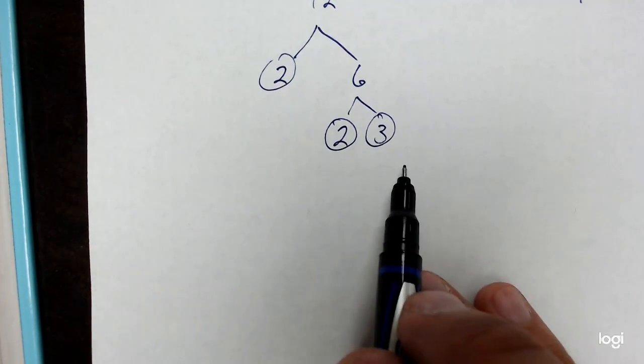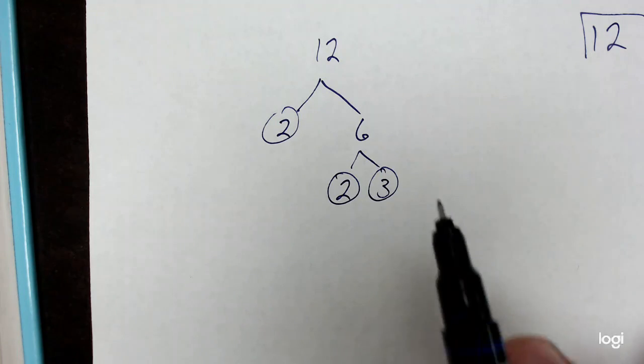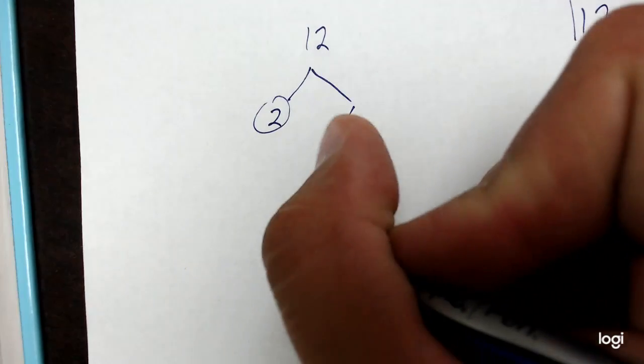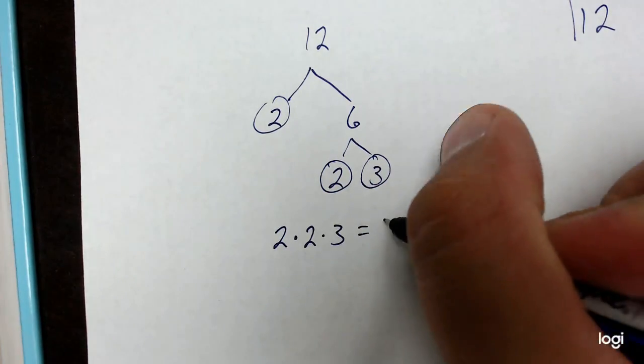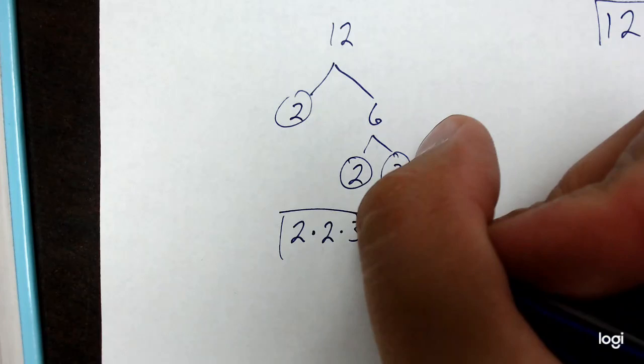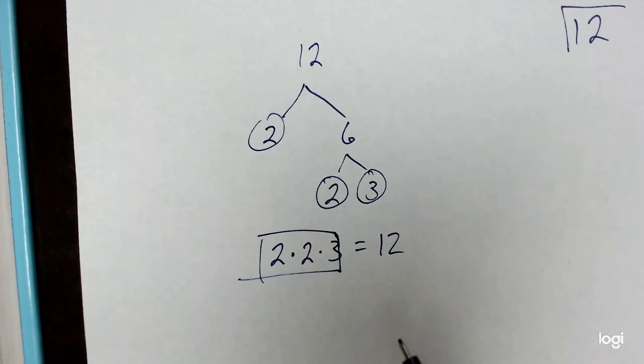Once you've got only prime numbers circled, you're done with the factor tree, which means that 12 would be rewritten as the factorization of 2 times 2 times 3, and that would equal 12. Our final answer is going to be this right here. And that's how the factor tree works.